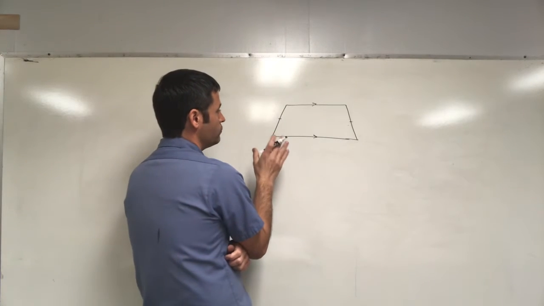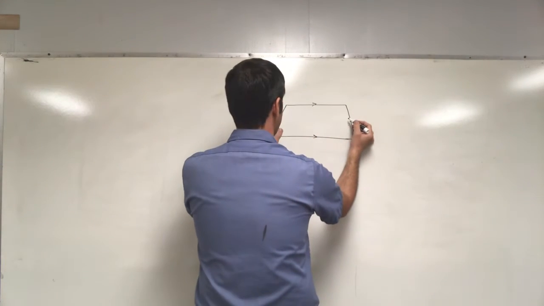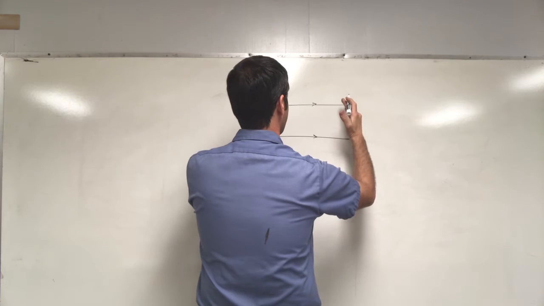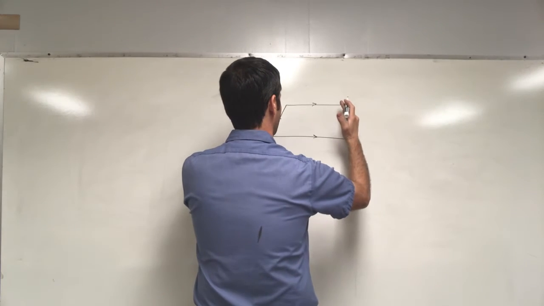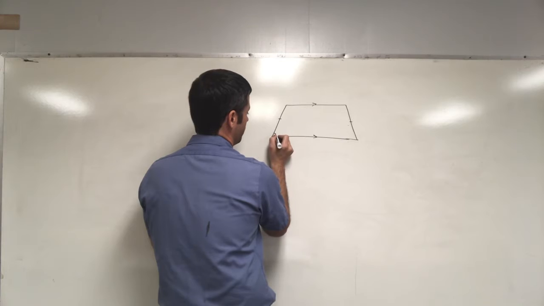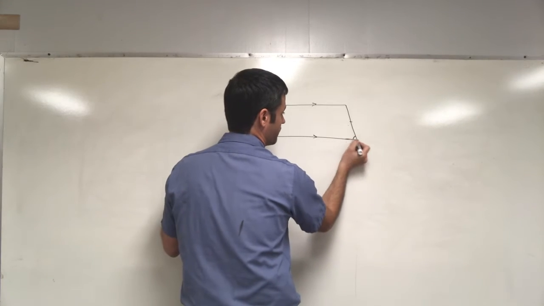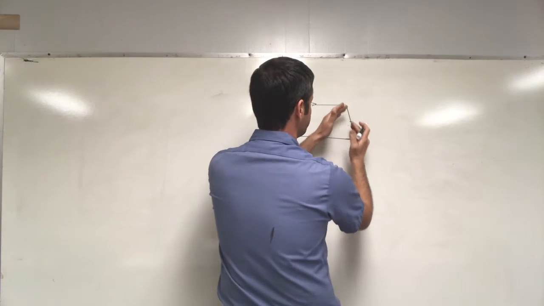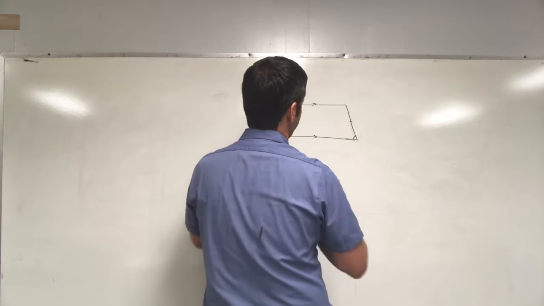Now, the only way that these two can be congruent is, the only option we have is for this angle to be congruent to this angle. If we were to lengthen this one at all, that means they're not parallel anymore.